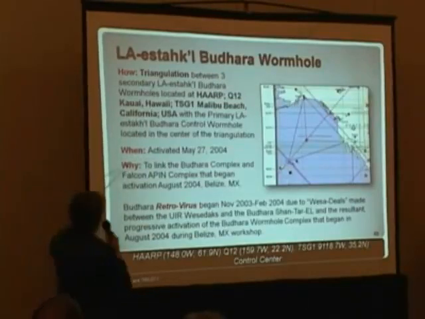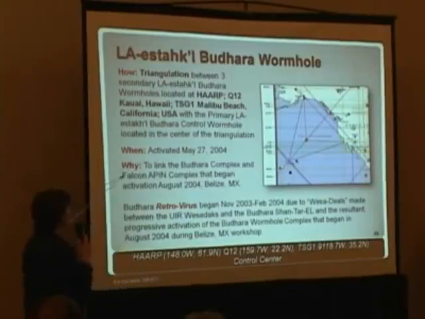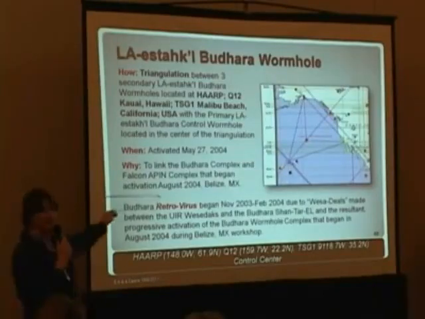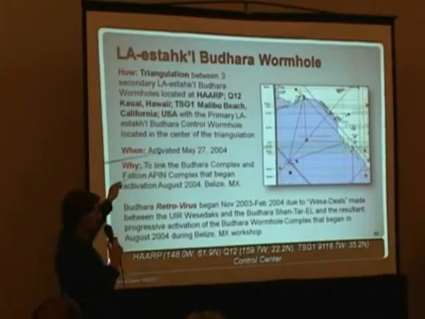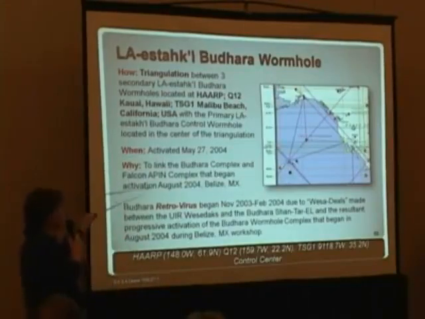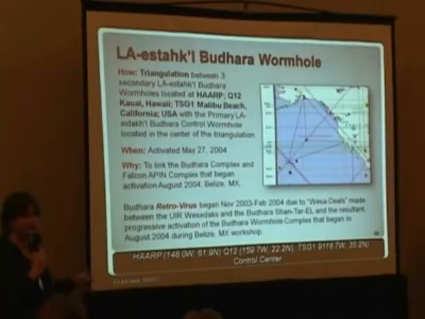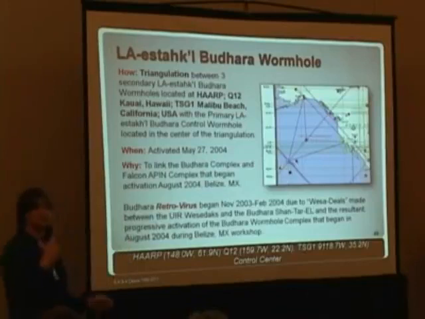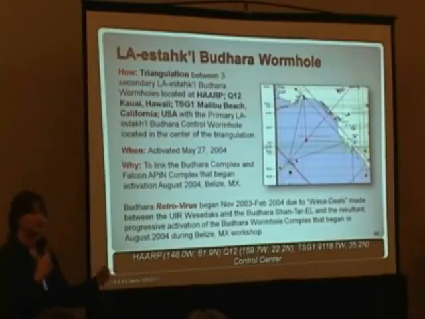Why was it activated? It was activated to link the Budhara complex and the Falcon APIN complex that began activation August 2004 in Belize, Mexico, another workshop. So we have Hitharo, the electrical peak, and we have August Hethalon, the magnetic peak, when we're doing these. So the Budhara retrovirus, my understanding of this, is that it's something that was in our DNA that they brought into activation that was not a really good thing.